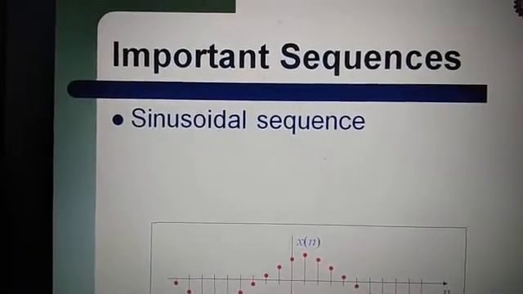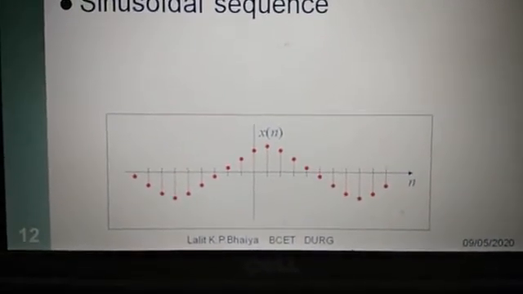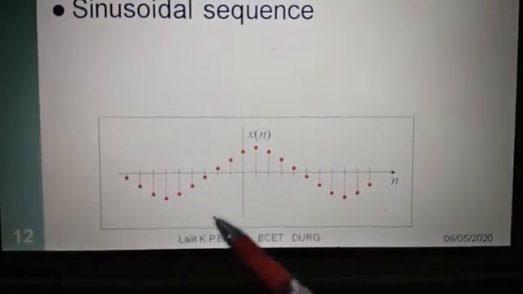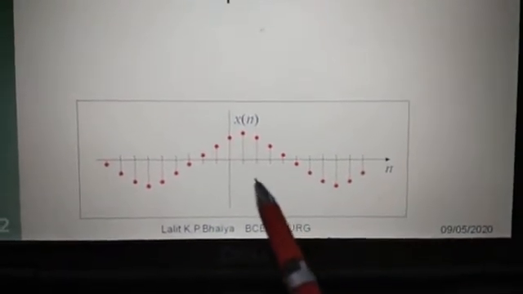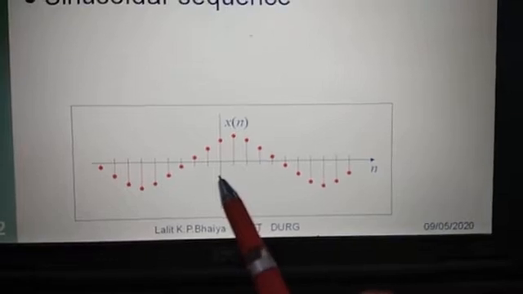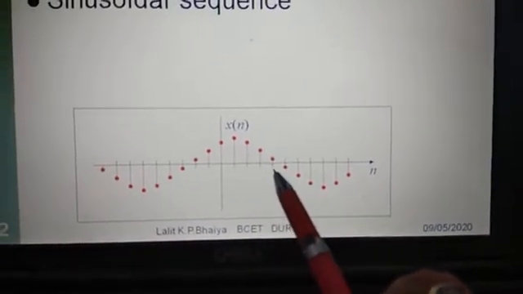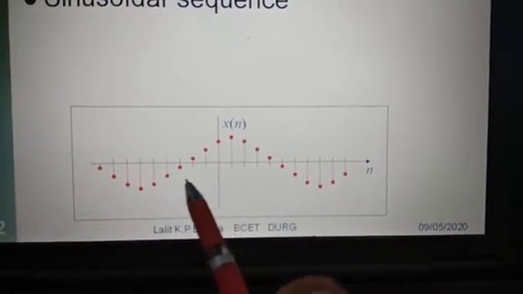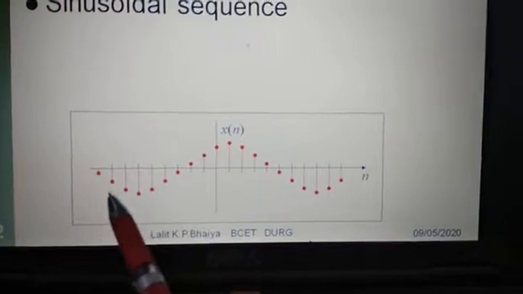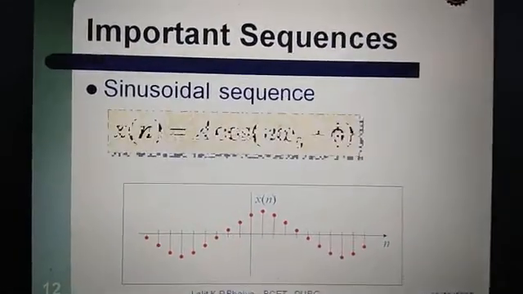And then the sinusoidal sequence. As usual, in the time domain we can represent this sinusoidal sequence continuously like this. Here in discrete time, these times are discrete. This is n equal to 0, this is n equal to 1, n equal to 2, n equal to 3, n equal to 4, 5. Similarly, n equal to minus 1, minus 2, minus 3, minus 4, minus 5. And this is the discrete time sinusoidal sequence.